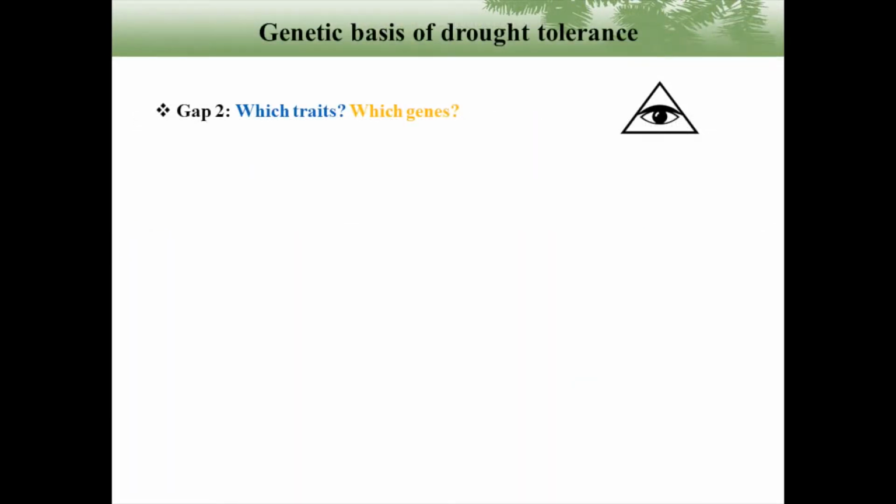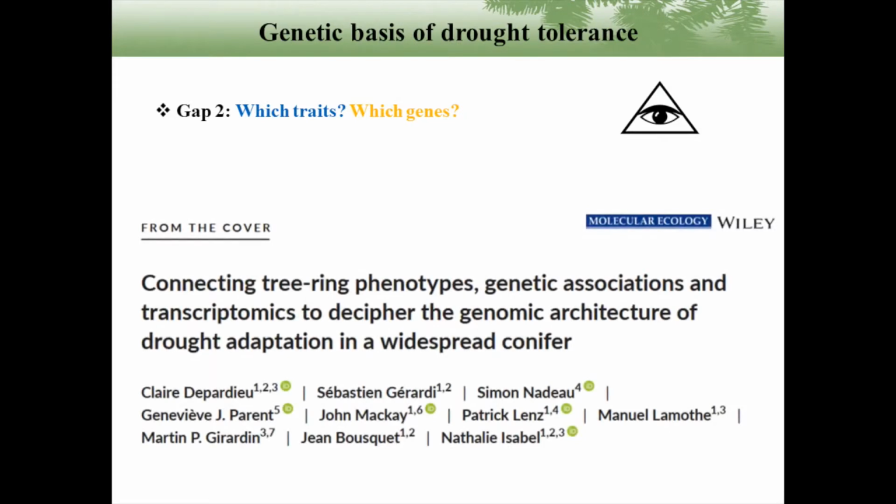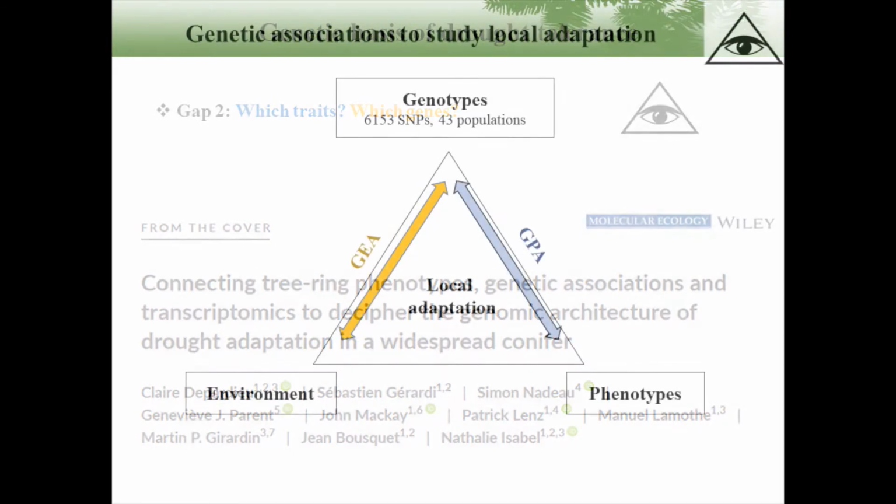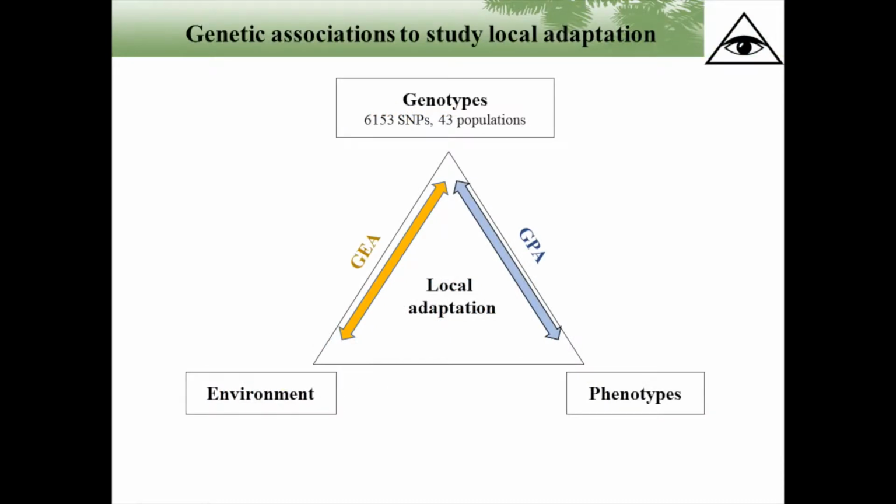Now let's move on to our second objective. In the paper we recently published in Molecular Ecology, we wanted to determine which traits and genes were related to drought tolerance in our study species. To examine the genomic architecture underlying adaptive variation related to drought tolerance, we performed genotype environment association or GEA analysis and genotype phenotype associations, also called GPA analysis. We considered both conventional and tree-ring traits in our GPA analysis.